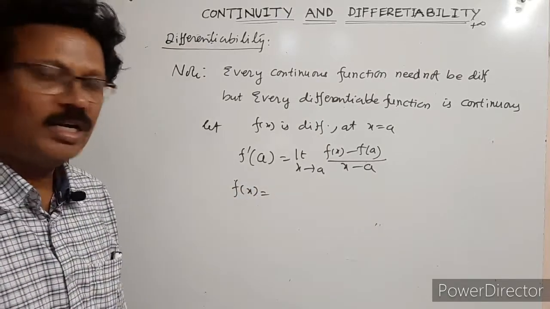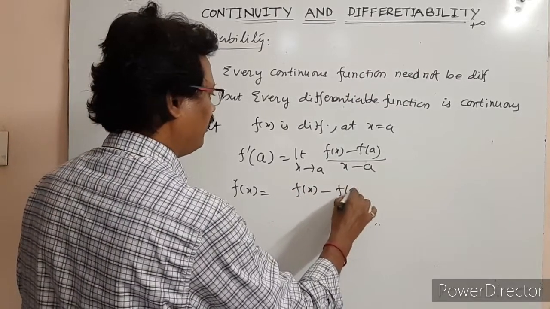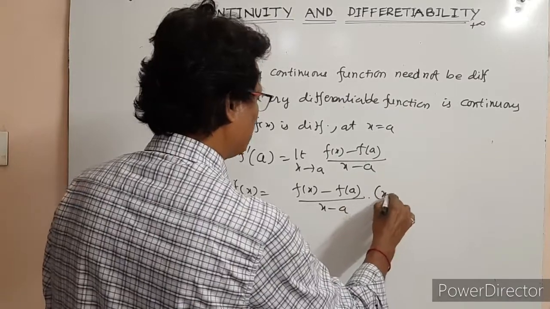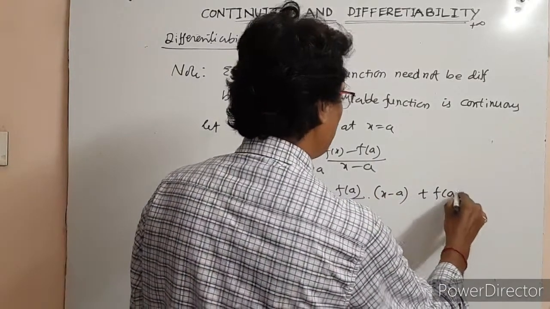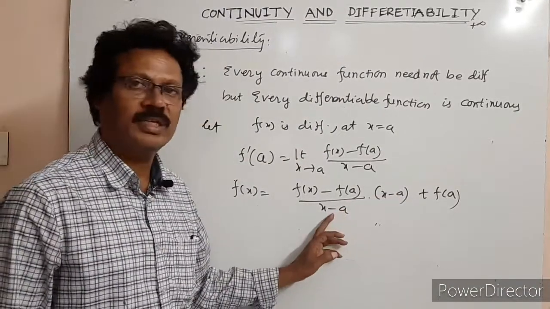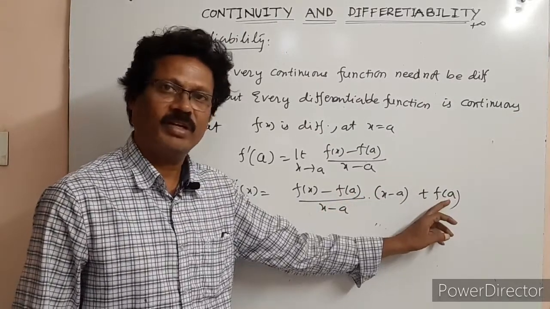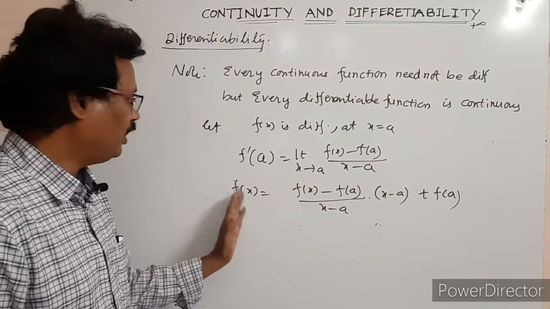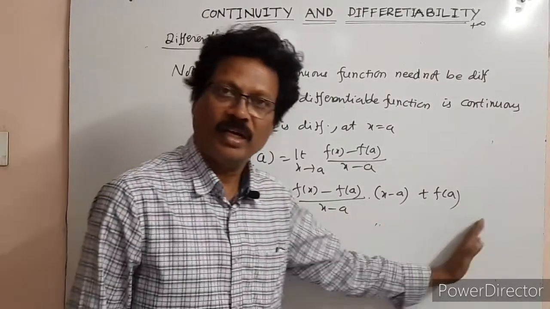I am writing f(x) = [(f(x) − f(a))/(x − a)] × (x − a) + f(a). Can we write like this? Now here this x − a will be cancelled. If we cancel this, −f(a) + f(a) cancels, and what is remaining? f(x) is remaining. Therefore f(x) will be written like this.